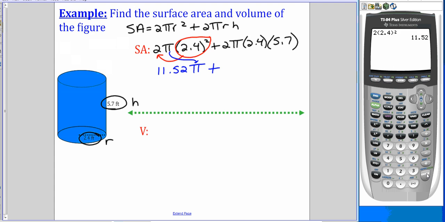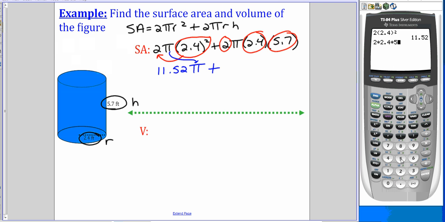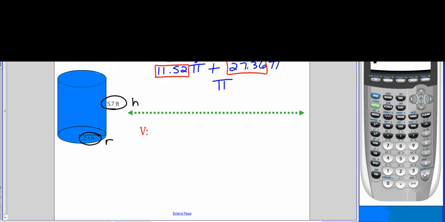Plus, and now over here, I'm going to take 2 times 2.4 times 5.7. Now, when I do that, I get 27.36 pi. So now I can add those two things together. And when I say those two things, I mean the 11.52 and the 27.36, and I'm going to add that together, and I'm going to add a pi at the end. So I'm just going to hit plus 11.52, and that gives me 38.88 pi. I should probably throw some units on here.